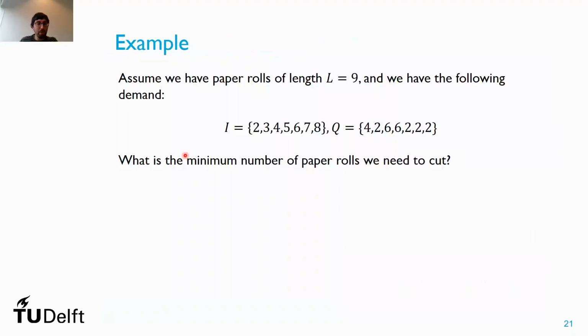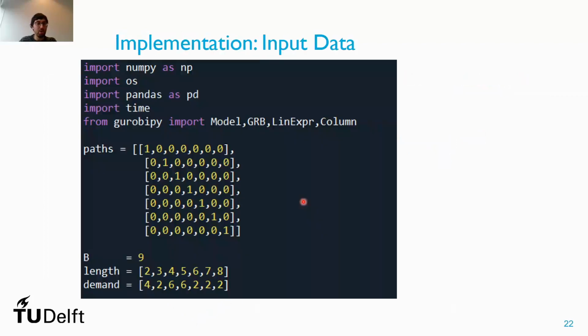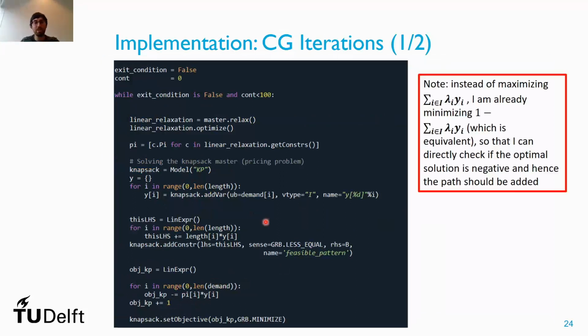Remember, let me go back. Here I told you this is the problem we are solving. We are maximizing this, and then we are checking that 1 minus this is smaller than 0. So why don't we directly set up 1 minus that summation as our problem and we minimize it? What I'm saying is, instead of maximizing this, I'm already minimizing 1 minus that summation, which is equivalent, because 1 is a constant and maximizing minus something means minimizing that something, so that I can directly check if my final objective is negative, that's a path I want to add.